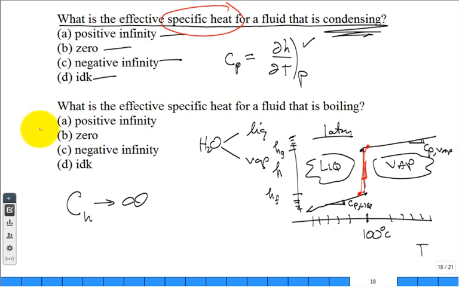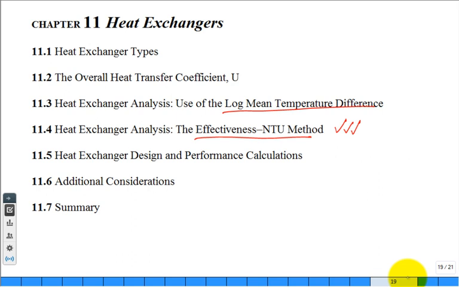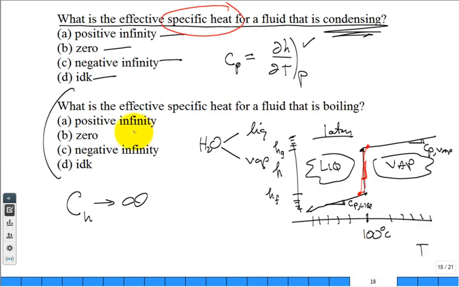Do you want to try this one? Forget it. It really does. They're both the same. They're both positive. They're both positive infinity. All right.